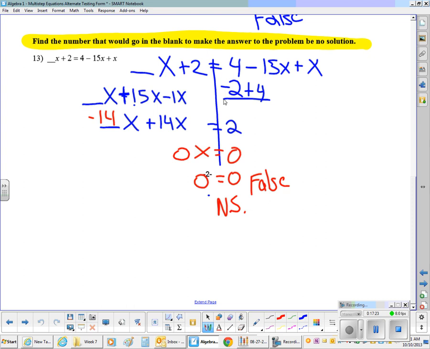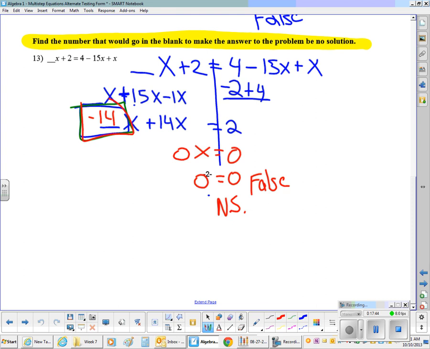Now, they're not asking for an answer. What did the question ask for? It said, find the number that would go into the blank to make the problem be no solution. So my actual answer to this question is the number that goes in the blank, which I heard some people say, negative 14.